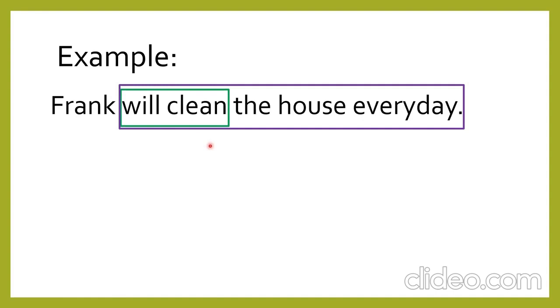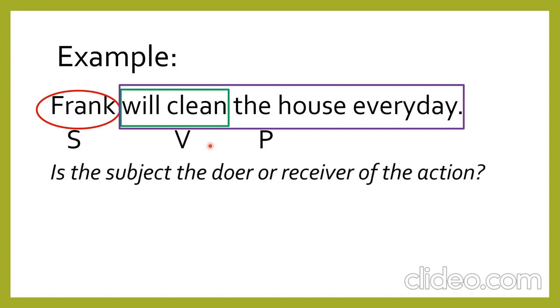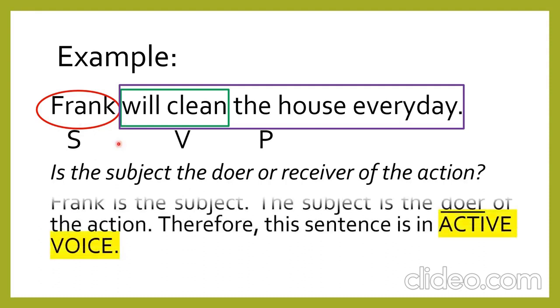So we have already identified the verb and the predicate. So let's look for the subject. Well, obviously, the subject is Frank. Again, the subject is Frank, the verb is will clean, and the predicate is will clean the house every day. That's the complete clause. Now, the question: is the subject the doer or receiver of the action? Is Frank the one who will perform the action will clean? The answer is yes. Frank, the subject, is the doer of the action, and therefore this sentence is in active voice of the verb.